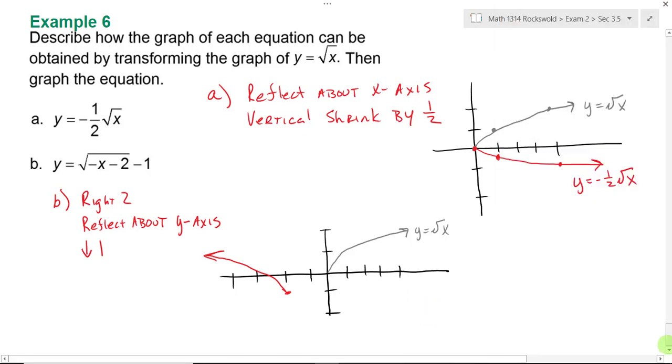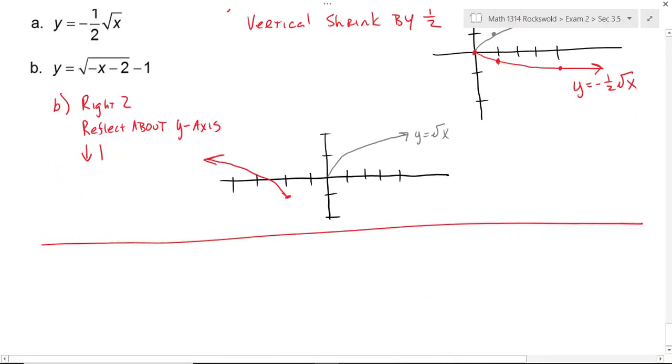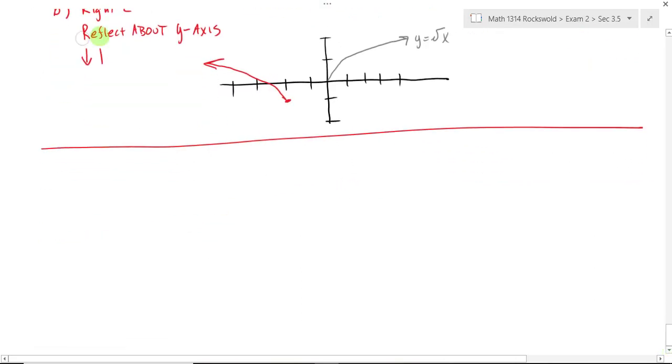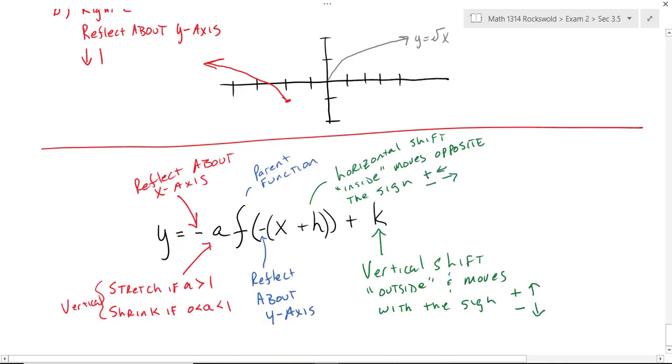I guess one thing I can do is summarize every transformation that we've gone over so that I can give you something that you can put on a note card that has every transformation in it. I've done this in the past and it seems to be helpful. I'm going to leave the horizontal stretch off of this because we don't do it that often. Okay, so if we have y equals negative a f of negative x plus h plus k, this negative out in front of the parent function indicates that you have a reflection across the x-axis. This constant a is going to be a vertical stretch if a is bigger than 1, a vertical shrink if a is in between 0 and 1.